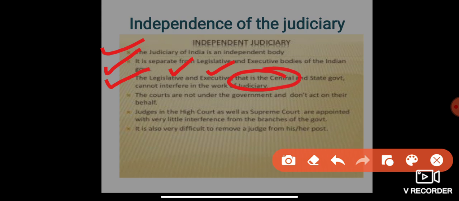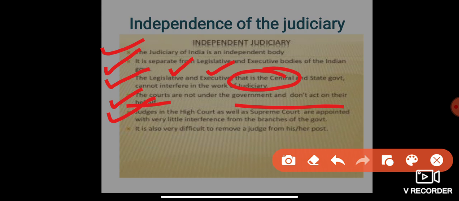Also, the courts are not under the government and they do not act on its behalf. In other words, if any case occurs in any government department, a government institution, any company or any kind of government setup, they also have to go to the court. The courts are not under the government because whenever a situation arises, they handle it and figure out the problems even if it occurs in the government sector. They do not act on their behalf since they are an independent body.